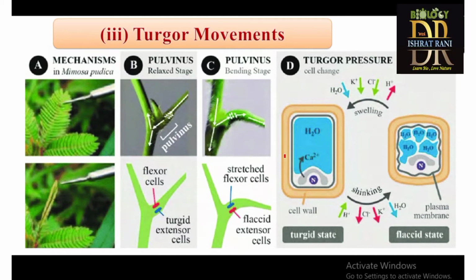When the plant or the leaflet or the pulvinus is turgid, it will expand. When there is a loss of water, or it is in a flaccid condition, it will shrink or it will droop off.